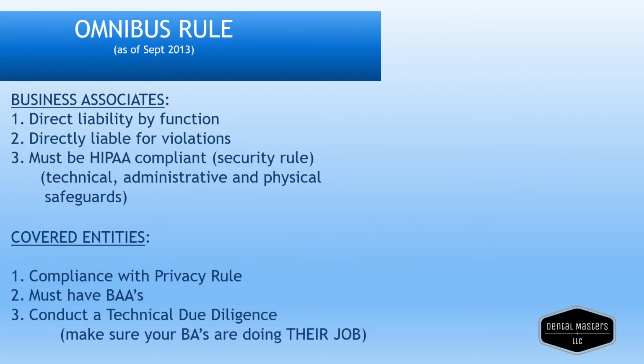A little more about that Omnibus Rule of 2013. It says that business associates have direct liability by functioning as our business associate, and that they can be liable for violations, that they must be HIPAA compliant in the security rule, making sure that the technical, administrative, and physical safeguards that any covered entity might have in place is also in place for them. And that covered entities be in compliance with the privacy rule, maintain those business associate agreements, and that we make sure that our business associates are doing their job as well.